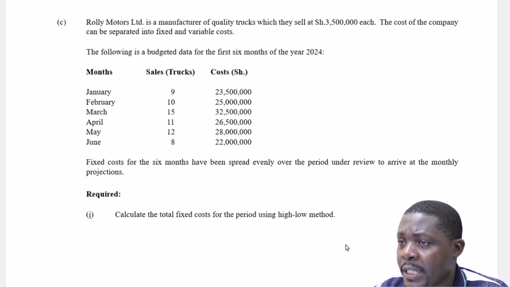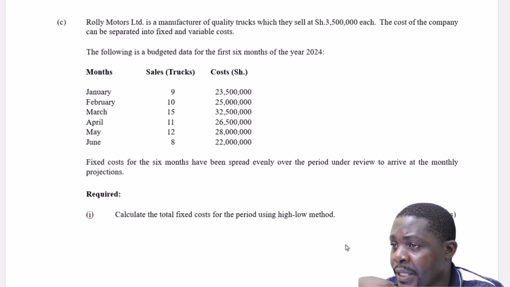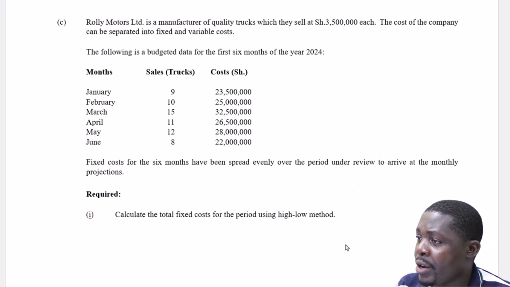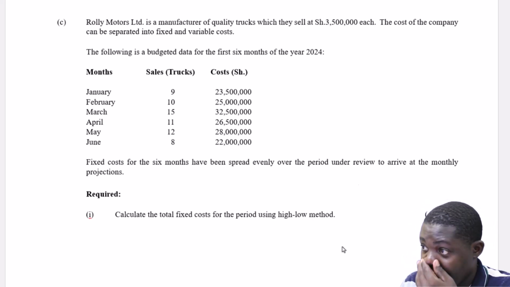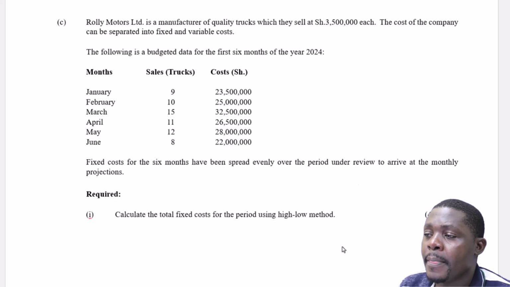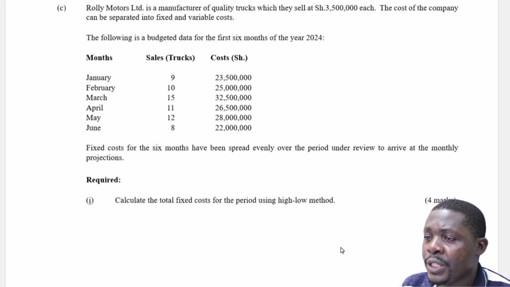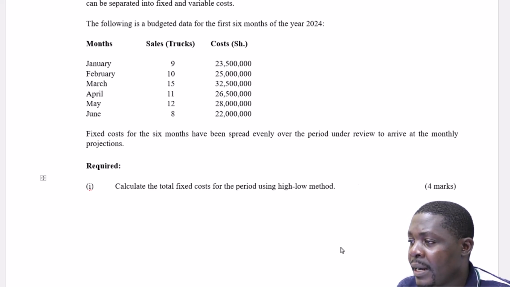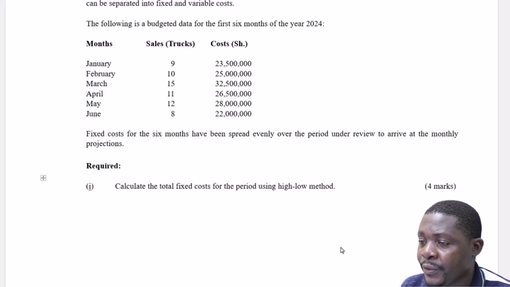Part C, we are told that Rolling Motor Limited is a manufacturer of quality trucks, which they sell at 3,500,000 each. The cost of the company can be separated into fixed and variable cost. The following is the budgeted data for the first 6 months of the year 2024, January to June. Then fixed costs for the 6 months have been spread evenly over the period and are reviewed to arrive at the monthly projections. All right.